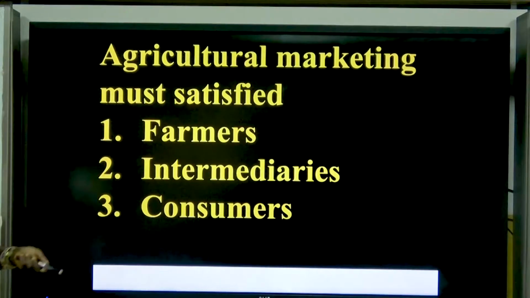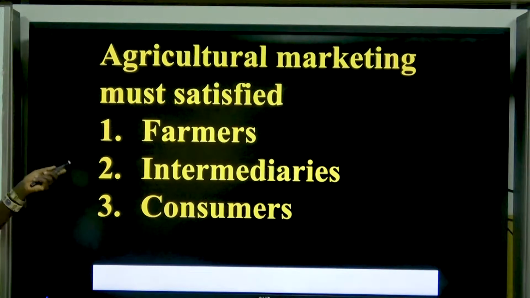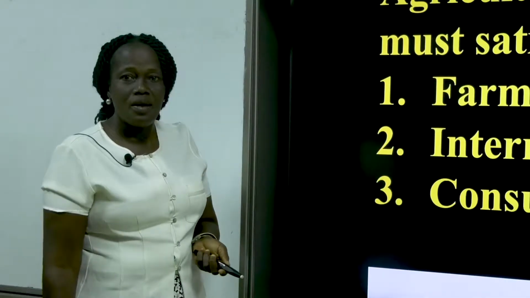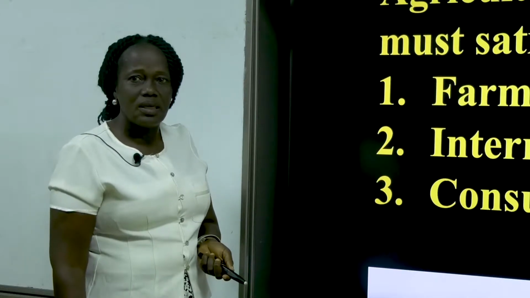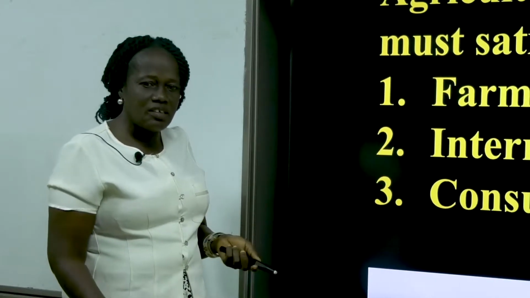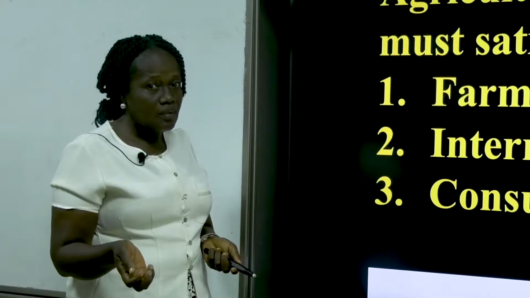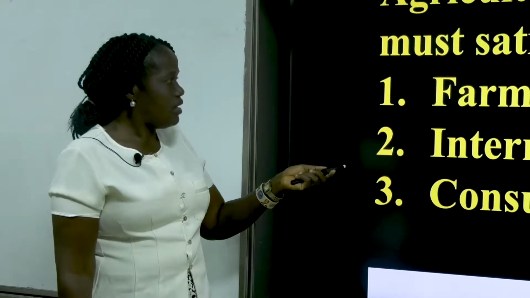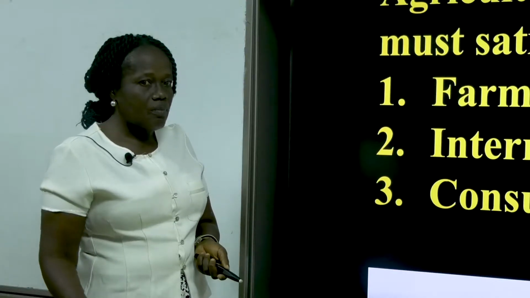Then the last but not the least, they are the consumers, somebody like me and you. Before we say that marketing has taken place in agriculture, the consumers must be satisfied. In what way? What they bought or what they are buying, if they have eaten it, does it satisfy them? Are they okay with your product? If yes, then they are satisfied, but if it is no, marketing has not taken place.